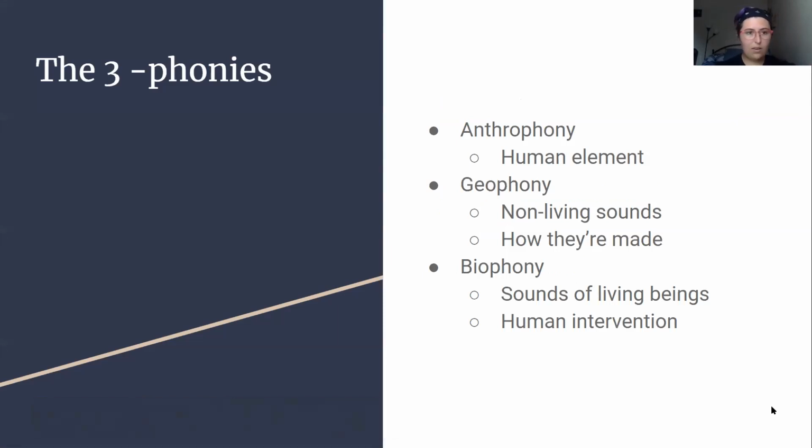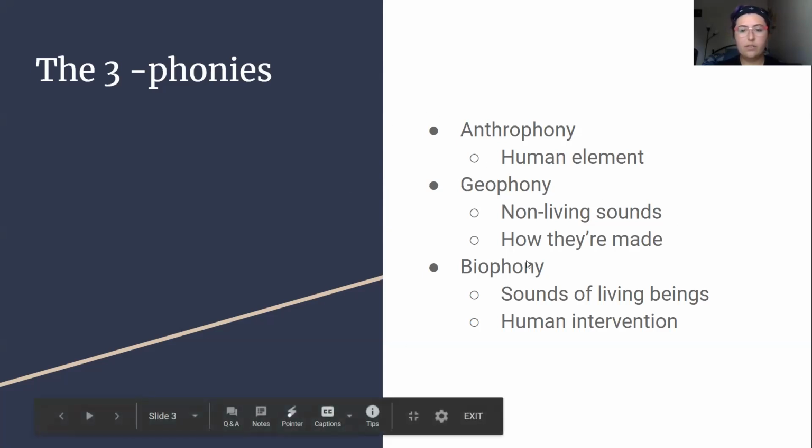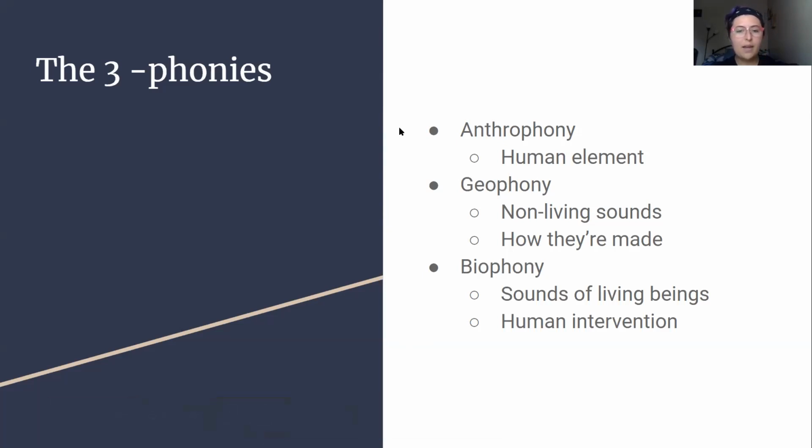So the big three phonies. Phony is a Latin word for sound, and the three phonies that we are going to be focusing on today are anthrophony, geophony, and biophony. So anthrophony is any sound that has a human element to it. So this means walking, coughing, breathing, talking.